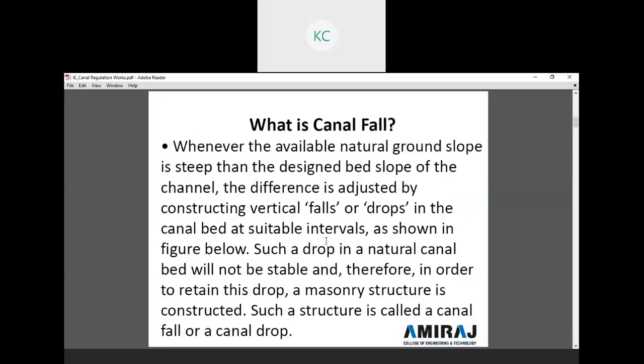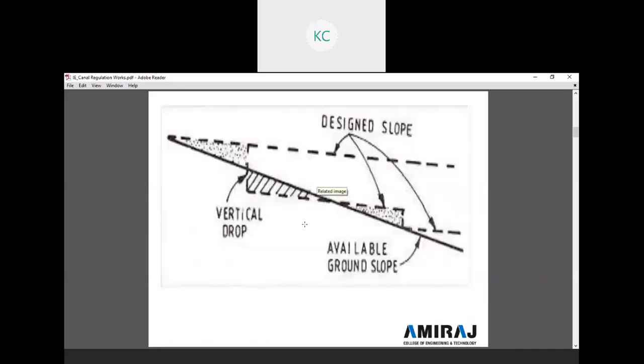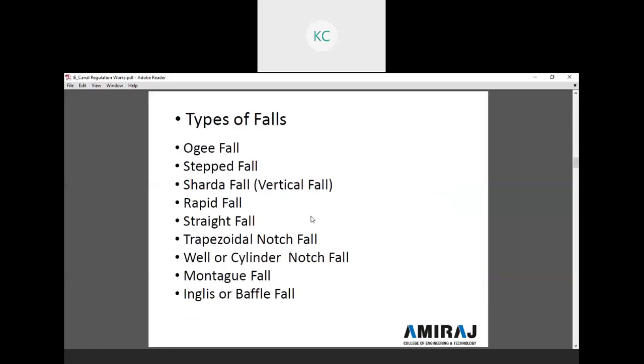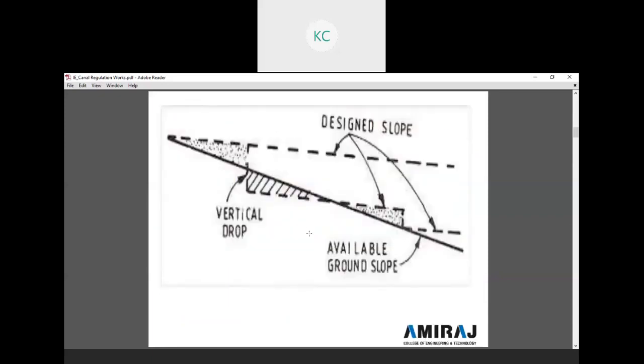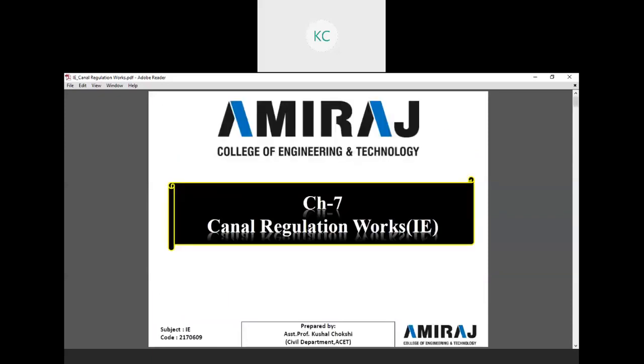So there are different types of construction carried out at the irrigation canal, like the canal head regulator, distributary head regulator, cross regulator, Gibbs module, various types of flows and canal falls. So this kind of canal regulation work is constructed at the irrigation level.